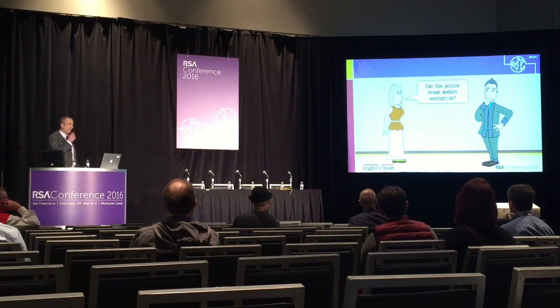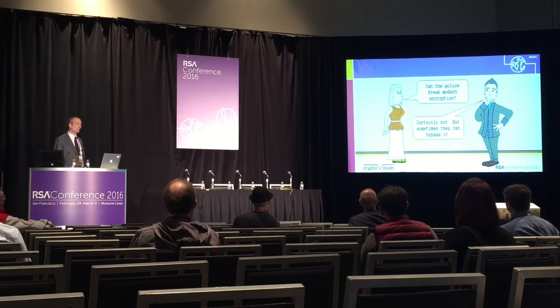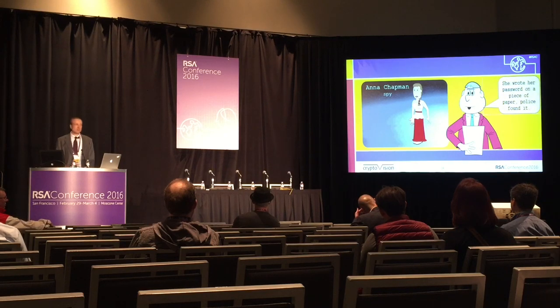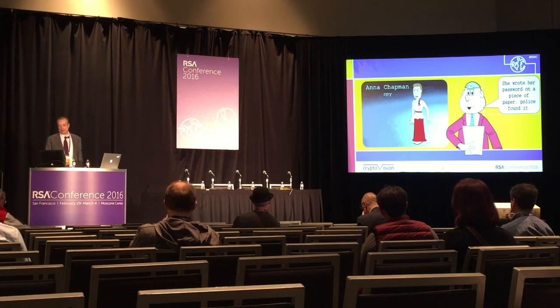Now you might ask, well, in 11 cases police was successful. Can they really break modern encryption? And I think they certainly can't, but they sometimes can bypass encryption. I think Adi Shamir mentioned this yesterday in his keynote talk. Modern cryptology isn't broken, but it is bypassed in some cases. I will give you a few examples. For example, I was talking about the Anna Chapman spy case, and Anna Chapman simply wrote down her password on a piece of paper, and this is how the police broke the encryption. Well, it wasn't broken, but it was bypassed.